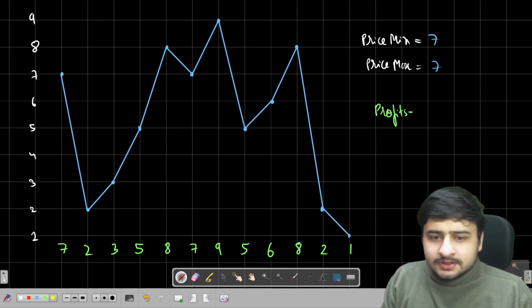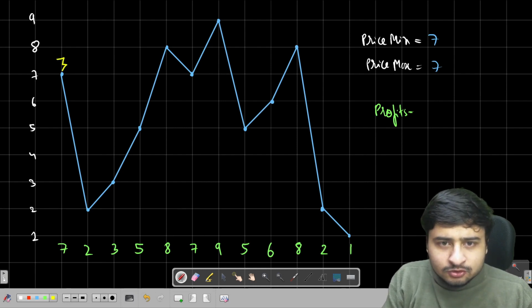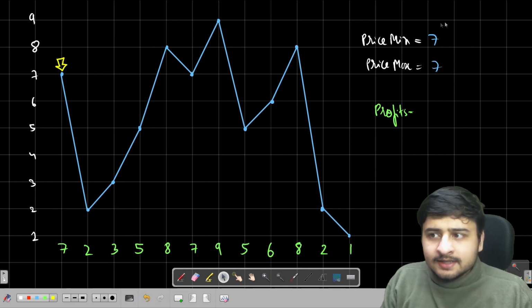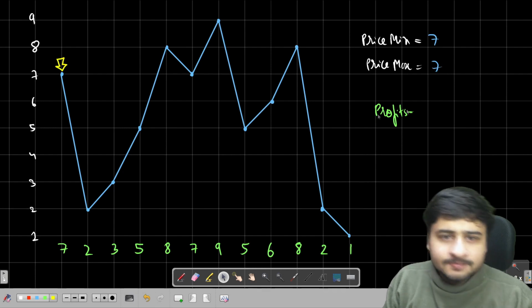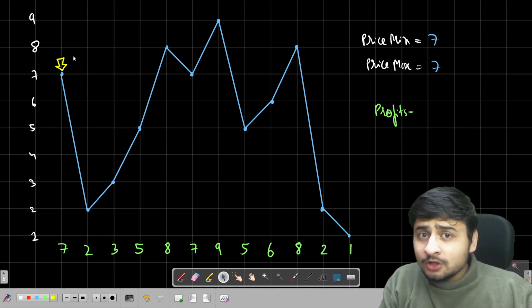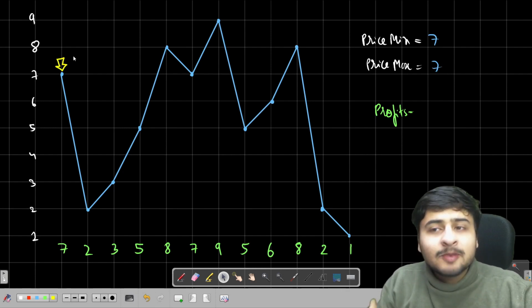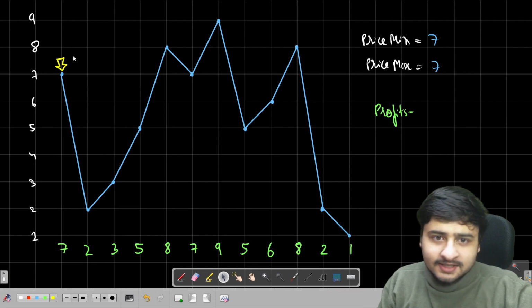What I'm going to do basically here, I was on this day, right? And this day I decided that I will buy and sell today only, correct? I've not done a transaction till now. I'm just planning to do this kind of transaction. I've not done any transaction till now.